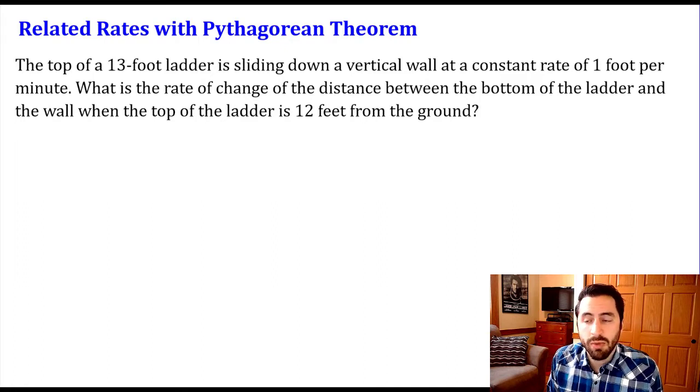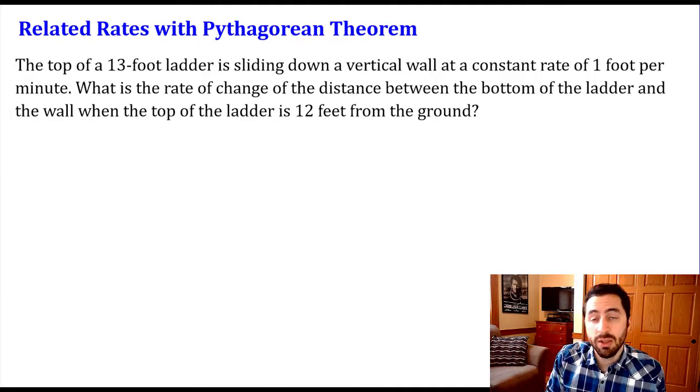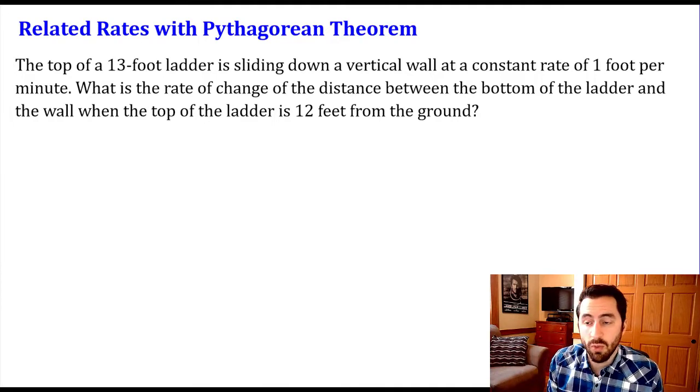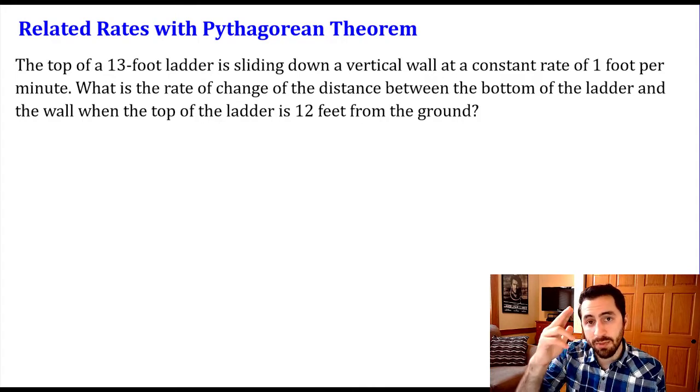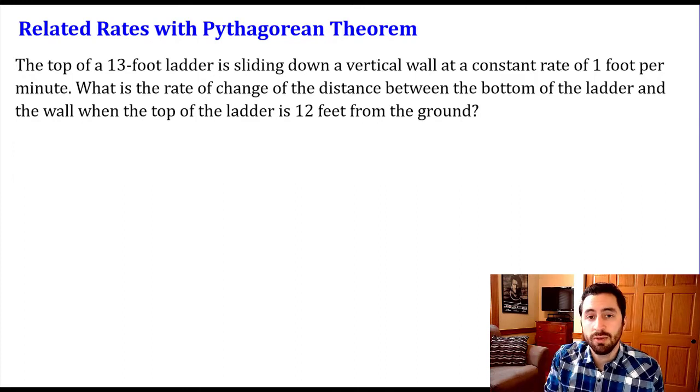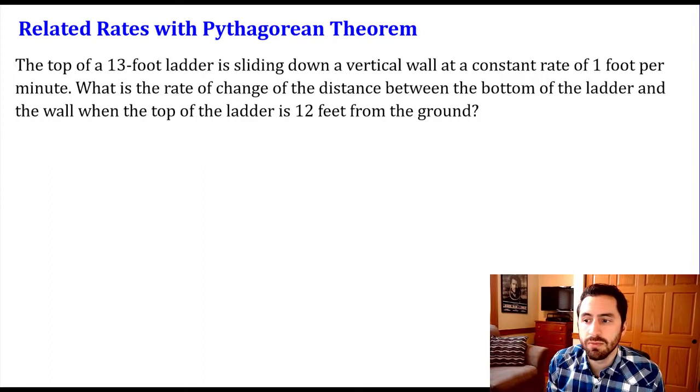So again, just as a reminder, related rates are rates of change that are directly tied to each other. The two rates of change I have in this problem are the top of the ladder sliding down the wall and the bottom of the ladder moving away from the wall. And we can think about how fast each of those is happening. It makes sense that they are related to each other, because the ladder is a fixed length. As the top of the ladder moves down the wall, the bottom of the ladder has to move away from the wall to make up for that difference.